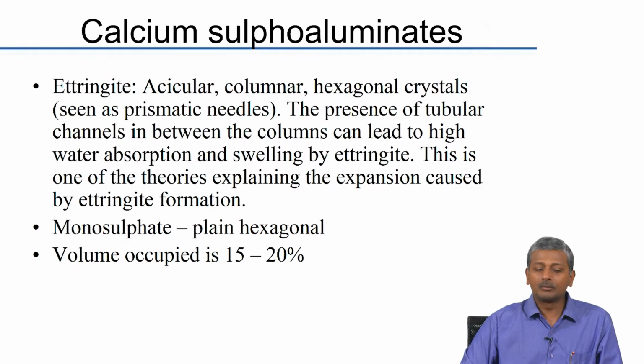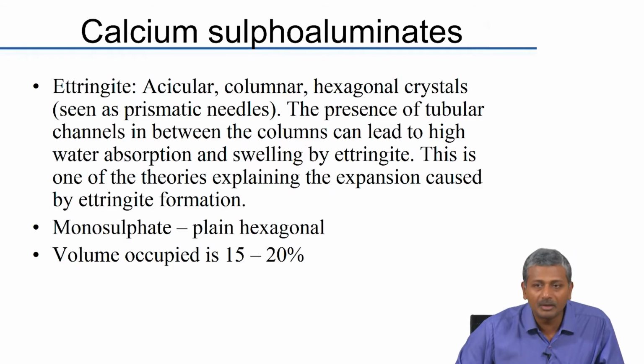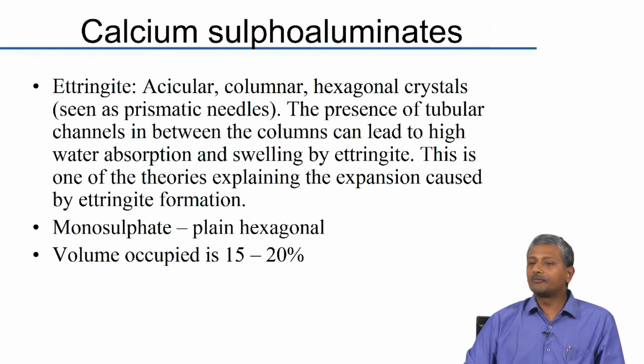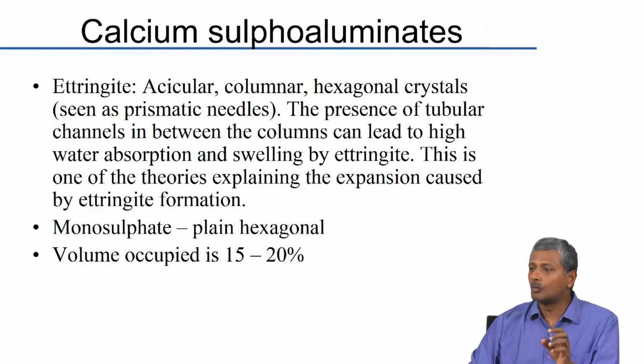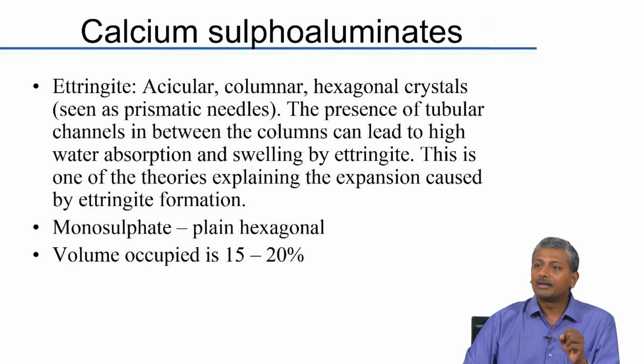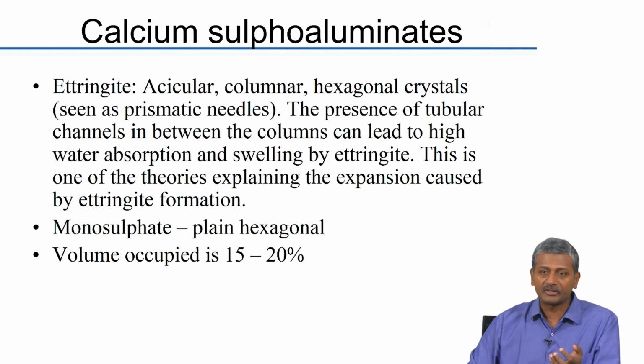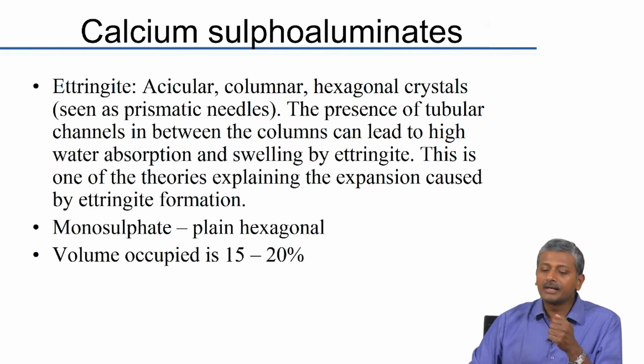Now what about Ettringite and monosulphate? There is a lot of debate about the structure of Ettringite, and we will revisit this when we actually discuss sulphate attack, as to what type of Ettringite is actually produced and what type of Ettringite really causes expansion. But for the most part, Ettringite is seen as needles in the microstructure.